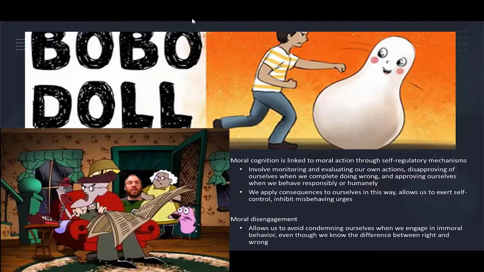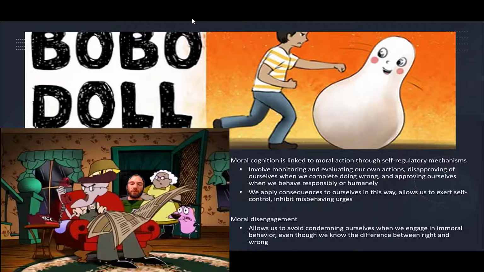They argue that moral cognition is linked to moral action through self-regulatory mechanisms. They involve monitoring and evaluating our own actions, disapproving of ourselves when we do wrong, and approving of ourselves when we behave responsibly or humanely. We apply consequences to ourselves in this way. It allows us to exert self-control and inhibit misbehaving urges. Moral disengagement allows us to avoid condemning ourselves when we engage in immoral behavior, even though we know the difference between right and wrong. So, as reflected in the name, we have these self-regulatory mechanisms that allow us to monitor and evaluate our behaviors.